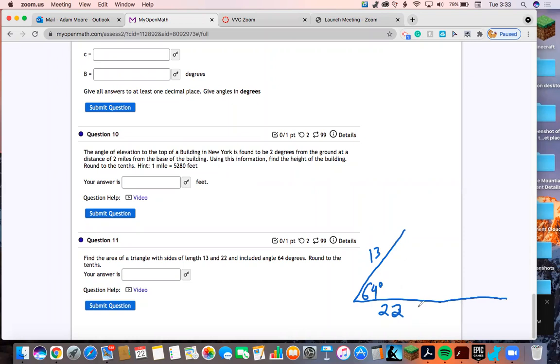I'm going to try and draw this a little bit to scale. I'll draw my 22 a little bit bigger than the 13. Then there's the 64 degrees, which should probably be a little bit taller than that, but whatever. And then the 13 should be shorter looking than the 22. I feel like I have a decent drawing here. And then I'll just connect the dots. Now it looks like a triangle.